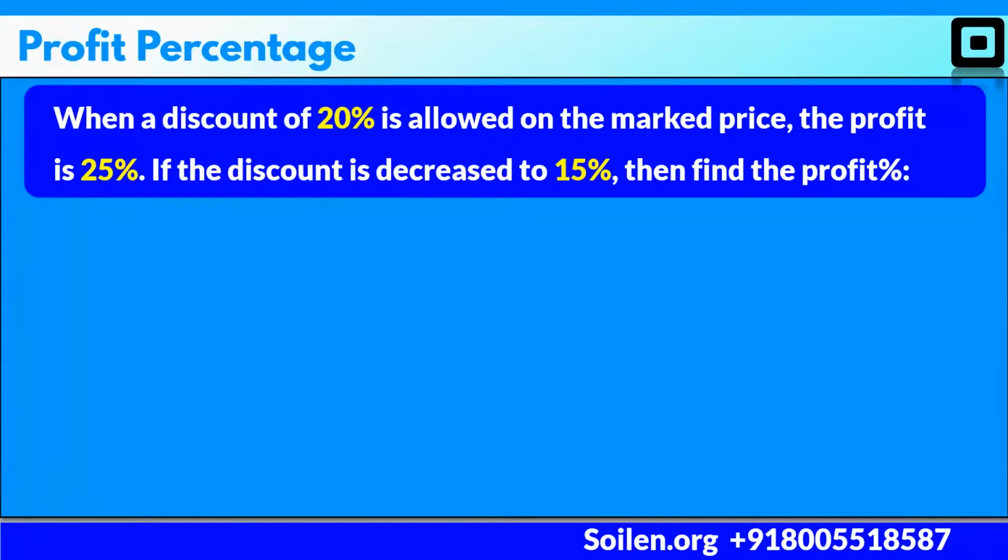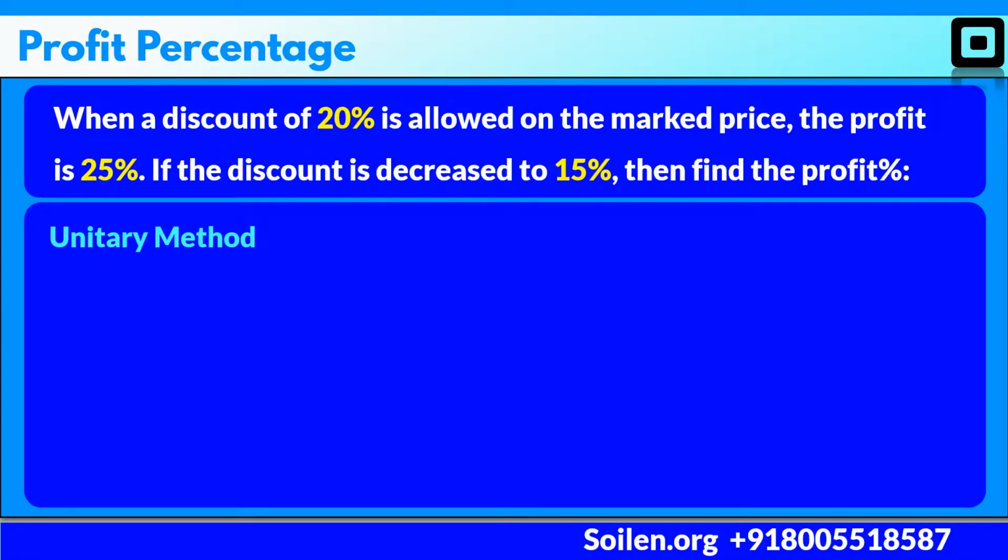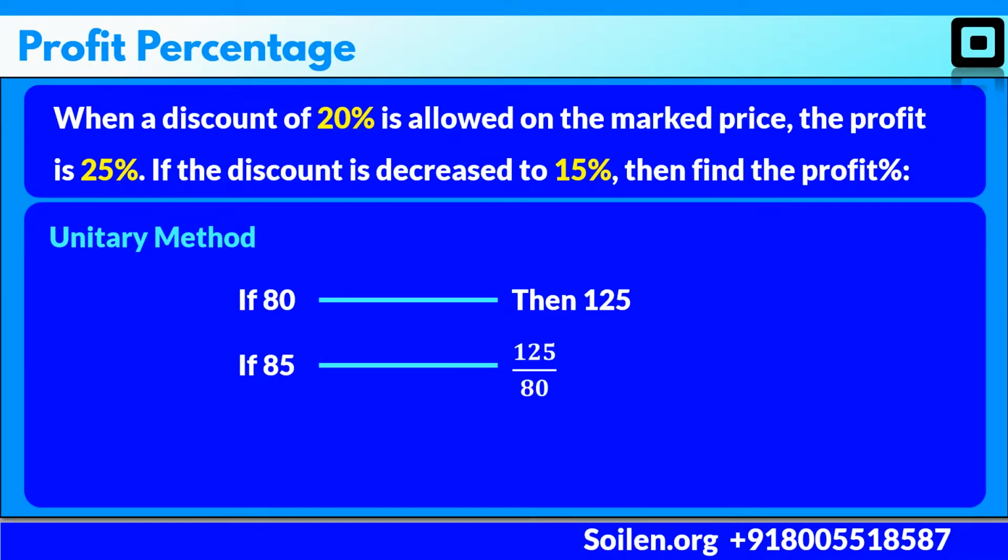I am sure you have used the concept of unitary method many times, so you can understand following steps very easily. If selling price is 80% of the marked price, then it is 125% of cost price. If selling price becomes 85% of the marked price, then it is 125 over 80 multiplied by 85. 85 and 80 have a common factor 5. Divide 85 and 80 by 5 and we can get 125 over 16 multiplied by 17.